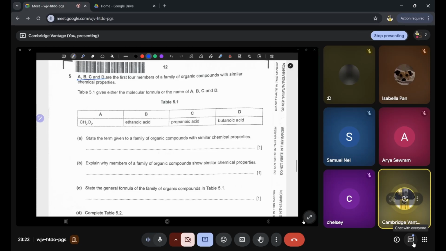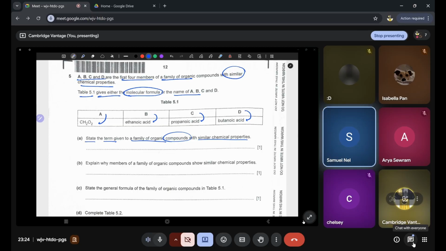A, B, C, D are the first 4 members of a family of organic compounds with similar chemical properties. Table 5.1 gives either the molecular formula or the name of A, B, C, and D. So we have A, B is ethanoic, C is propanoic, D is butanoic. Say the term given to a family of organic compounds with similar chemical properties. What is the name?